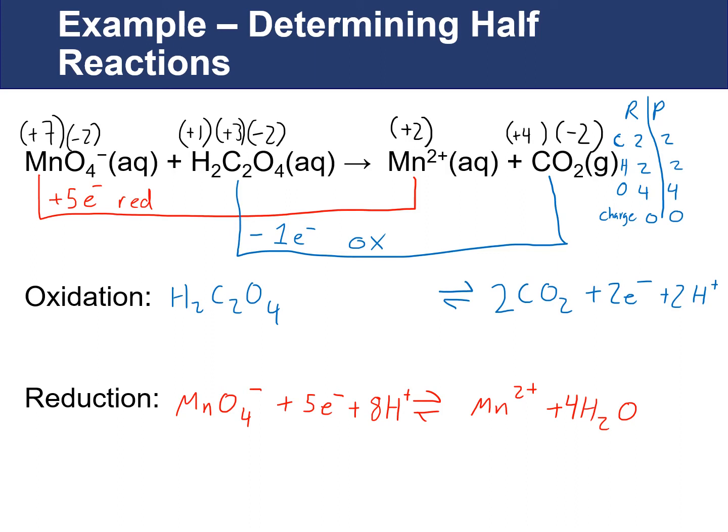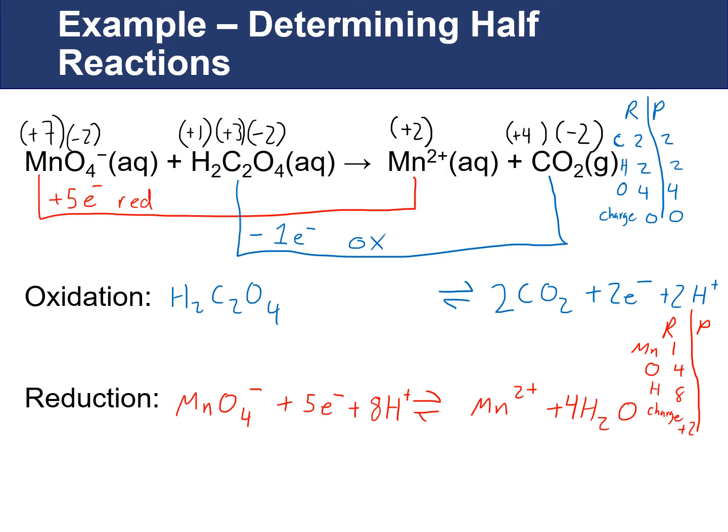Checking our balance, looking at our reactants and our products, we have manganese, we have oxygen, and we have hydrogen, and then we also have charge. Okay, manganese we have 1 on the reactant side. For our oxygen we have 4, we have 8 hydrogens, and then the sum of our charge would be -1 minus 5, so that's -6, plus 8 would be plus 2.